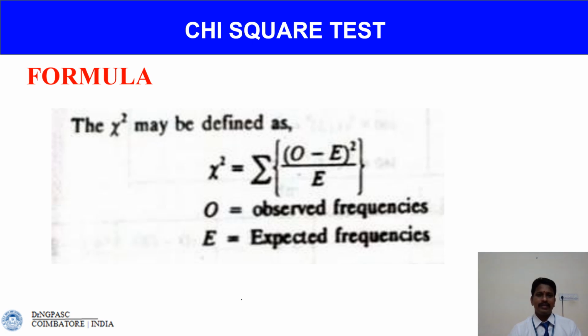Formula of chi-square test. The chi-square may be defined as chi-square equal to summation of O minus E whole square by E. That is, chi-square equal to sum of the observed frequency minus expected frequency whole square by expected frequency. O means observed frequencies, E means expected frequencies.